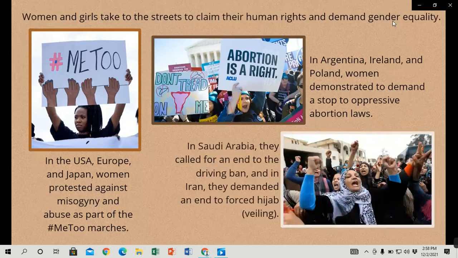Then in Saudi Arabia, they called for an end to the driving ban, and in Iran, they demanded an end to forced hijab or veiling. In Saudi Arabia, there's a law banning women from driving, even from having their own car and driving around their place. And in Iran, they demanded an end to forcing every woman, even someone who is not Muslim or not related to Islam, to wear a hijab. So that is on their demands.